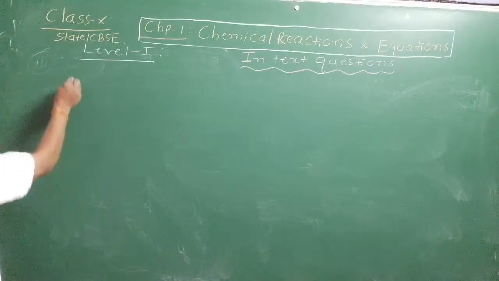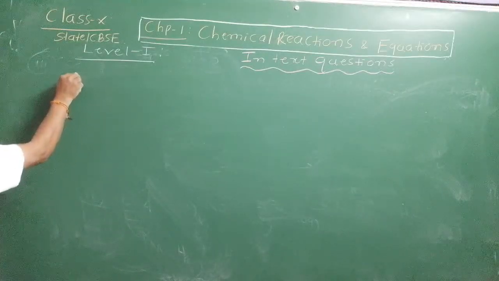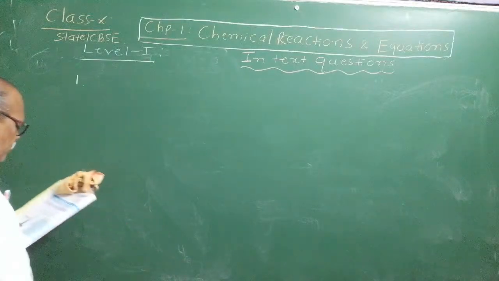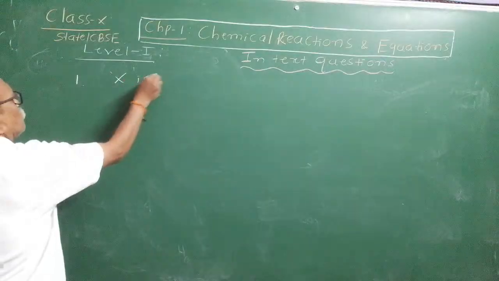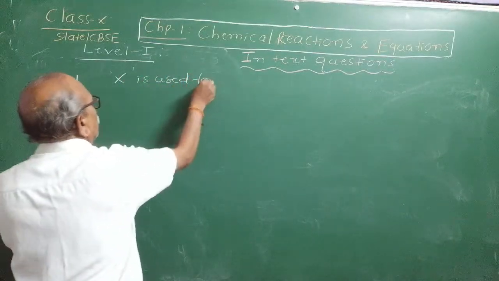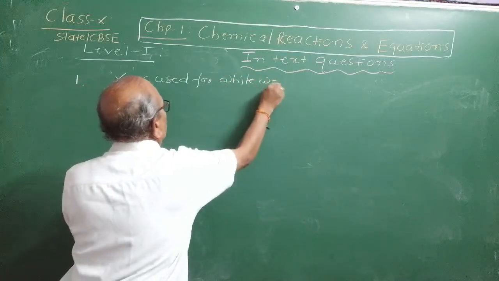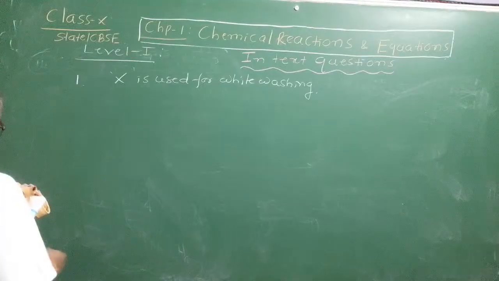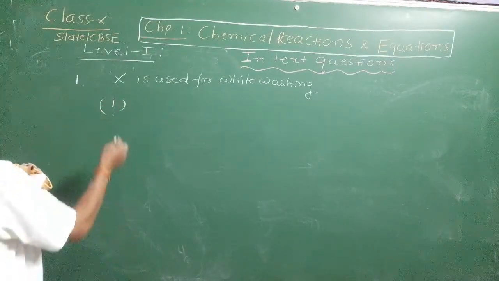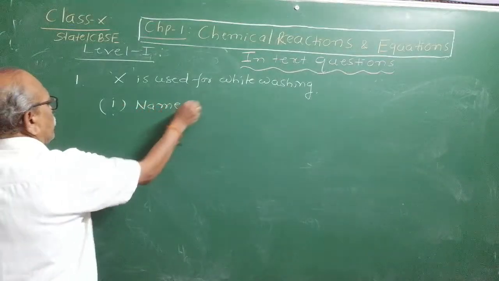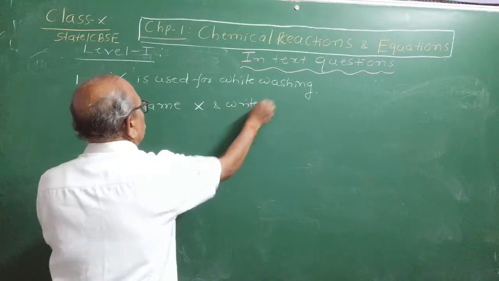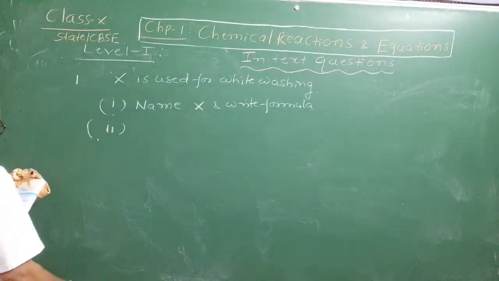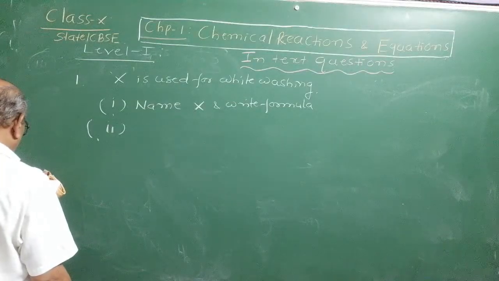The in-text question is there on page number 10 of the NCERT textbook. I hope you have the textbook. Open it. A solution of a substance X is used for whitewashing. See, after learning a decomposition reaction, these questions are given. First sub-question: Name the substance X and write its formula. Such questions will appear. The second question is: write the reaction of the substance X named in one above with water.